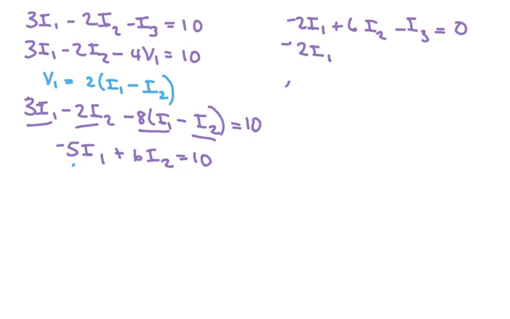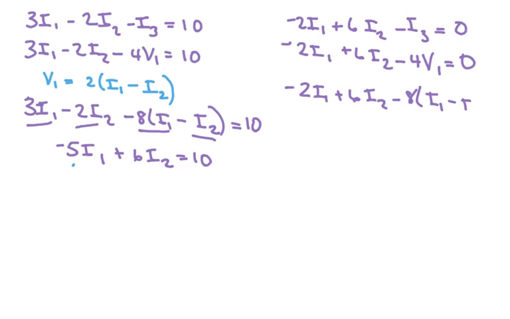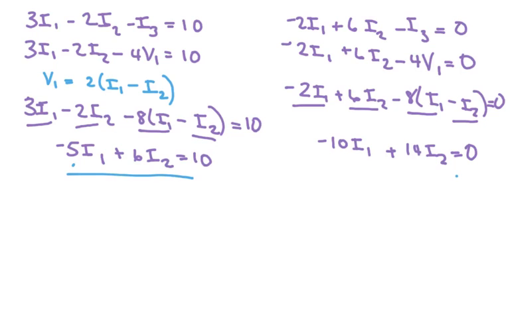For our second mesh equation, we had minus 2I1 plus 6I2 minus I3 equals 0. Again, we can substitute for I3, which equals 4V1, and again we can substitute V1. And we get minus 2I1 plus 6I2 minus 8I1 plus 8I2 equals 0. Now we combine like terms, so we get negative 10I1 plus 14I2 equals 0. So now I have two equations and two unknowns.